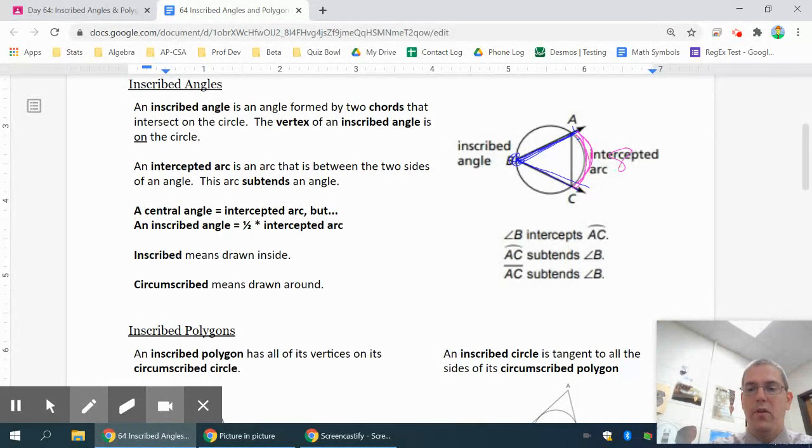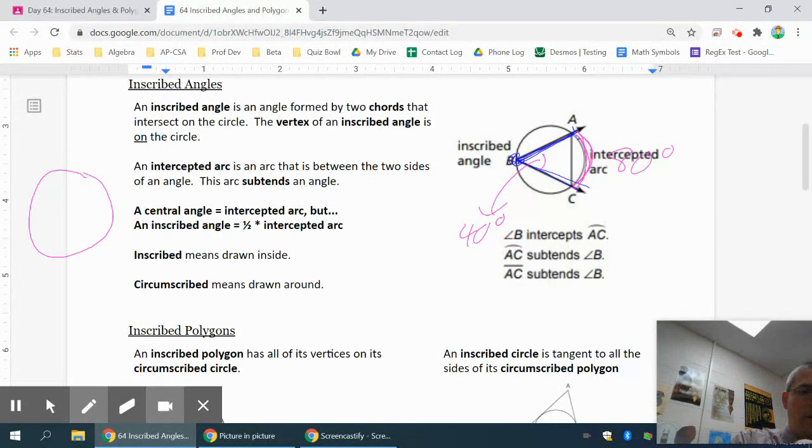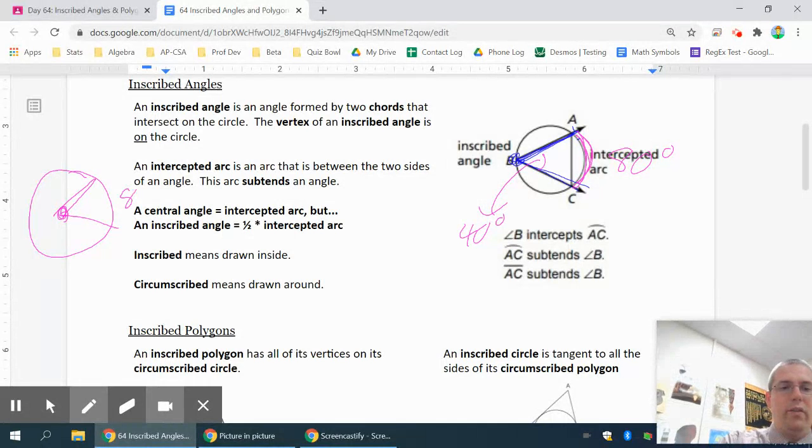If the intercepted arc is 80, the inscribed angle is half of that, so that angle there would be 40 degrees. Now this is different than what we did last week, where we had the central angle. The central angle, the angle that was in the middle of the circle, and the center of the circle, if this is 80 degrees, the central angle is also 80 degrees.